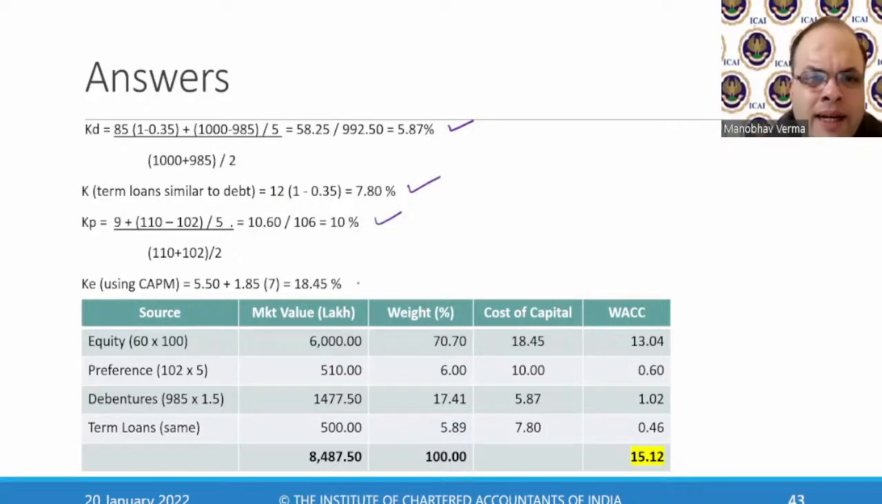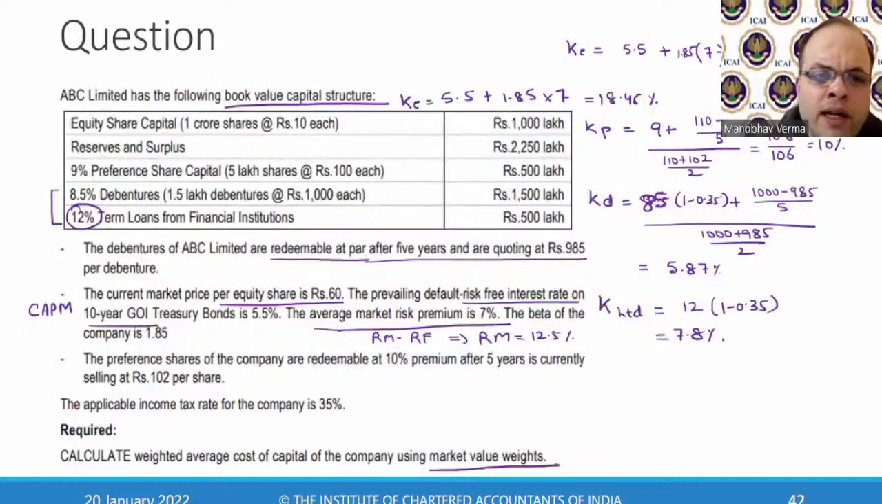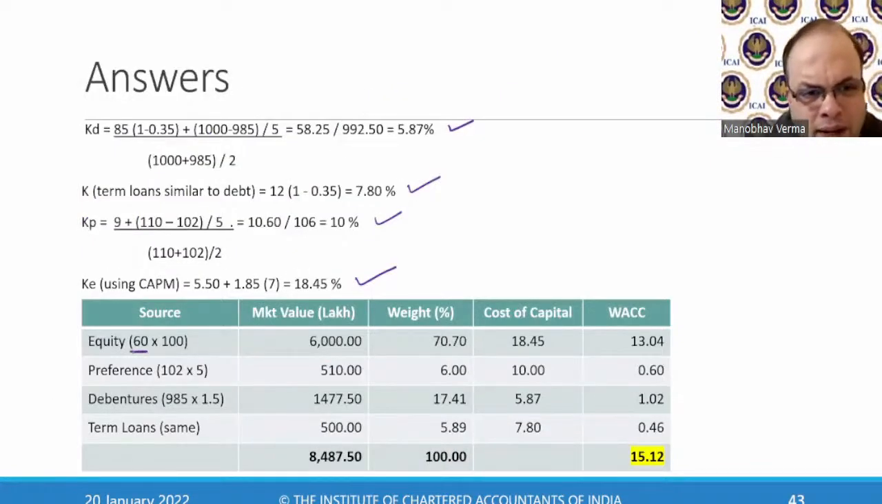7.8, 10 and 18.5, we have to just calculate the market value which is given to us in the question. So we're talking about a market value. Equity had a market value of 60, then 102, and then debentures of 985. Now these market values are given in lakhs here, so don't get confused in terms of the zeros. So we have calculated the weightage and applied the same to calculate a WACC here.